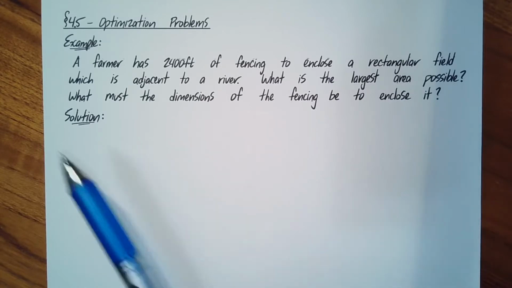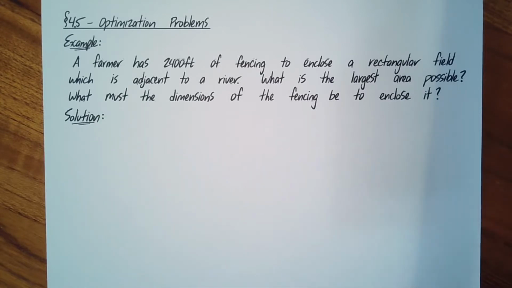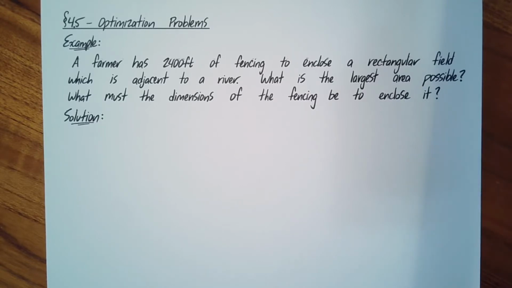But also what you want to know is what the dimensions of the fencing would have to be in order to enclose it. And by it, we mean the maximum area possible. So there are two questions here. What's the largest area you can possibly enclose? And the other question is, how are you going to actually accomplish that? What dimensions are you going to have to make the fence in order to make that a reality?